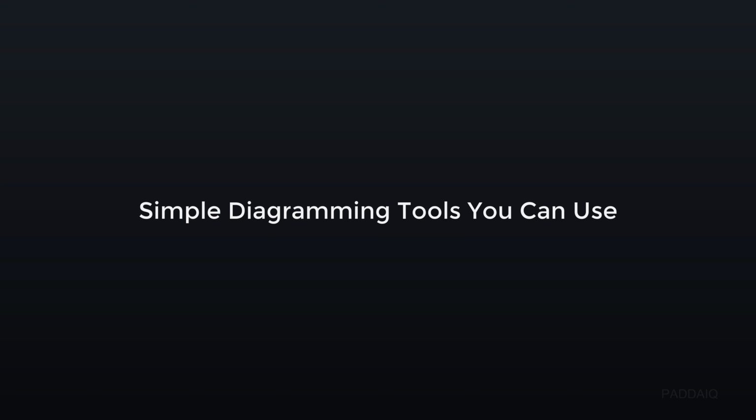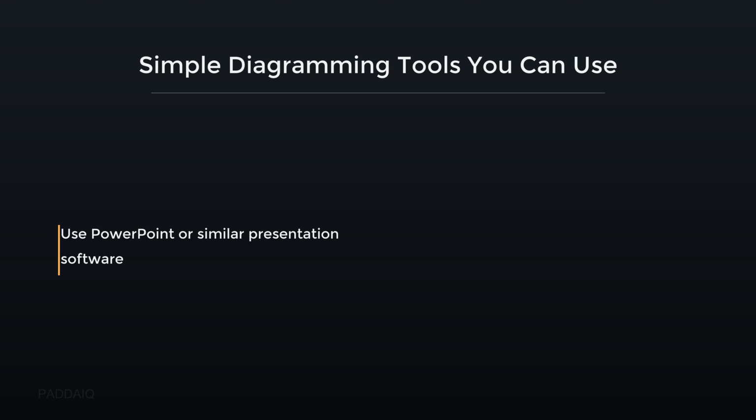Simple diagramming tools you can use. Use PowerPoint or similar presentation software. These tools have built-in shapes and connectors perfect for basic architecture diagrams. For example, when mapping a simple order-to-cash process, you can quickly drag and drop shapes to show system interactions. This method is fast and accessible for creating clear, understandable visuals during planning.